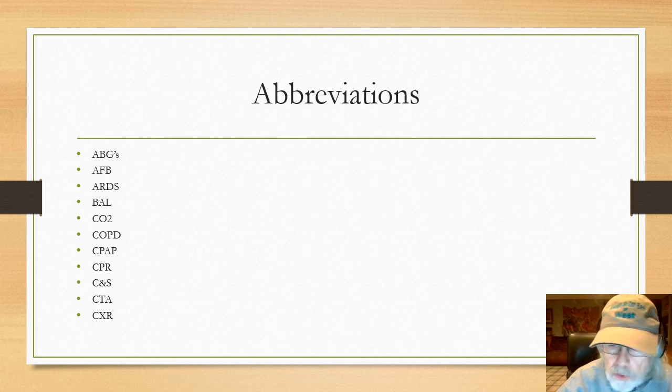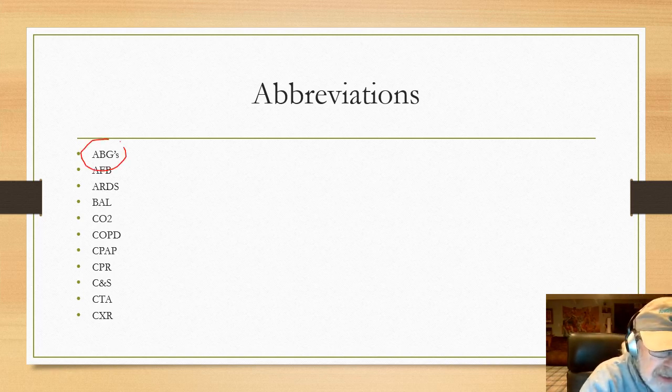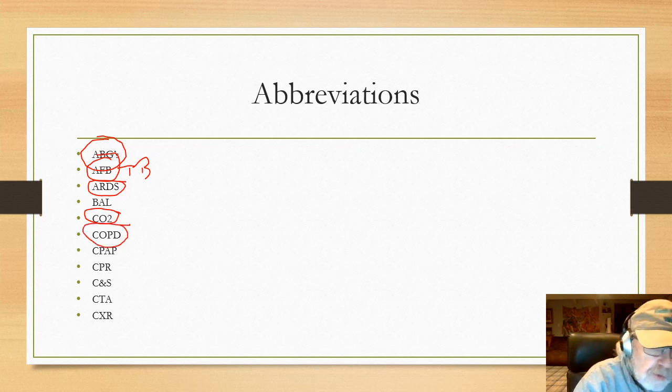Now, we don't have a whole lot of time for this. I'm just going to tell you a couple of these that I think are really important. First of all, ABGs, arterial blood gases. I think that's a really important one. AFB stands for acid-fast bacteria, and that means TB. ARDS, acute respiratory distress syndrome. I think that's something that you might want to think about. CO2 is carbon dioxide. COPD, chronic obstructive pulmonary disease. CPR, cardiopulmonary resuscitation.